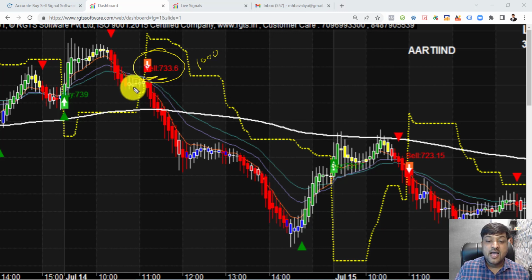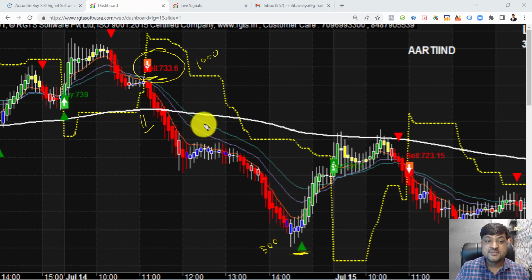After some time, this signal was generated in the morning, around 11:30, I get one triangle. This is the green triangle, right? I get one green triangle. So in the sell signal, this green triangle is the profit booking alert. So what we do, we just book 500 shares here.